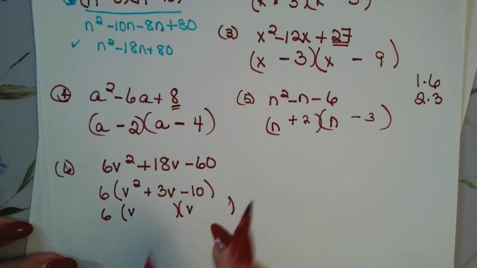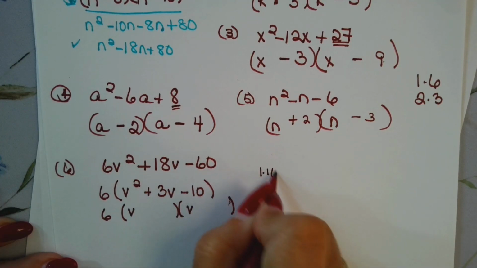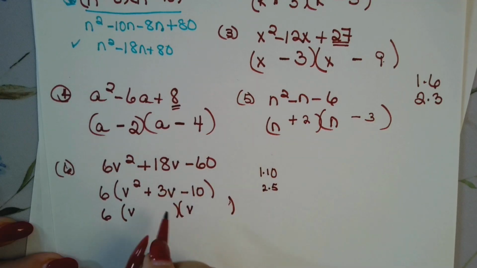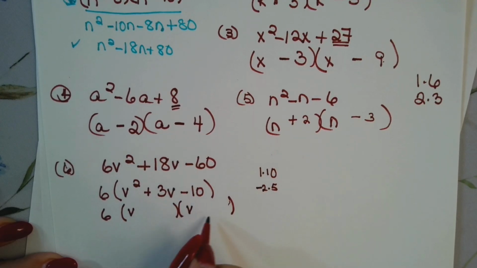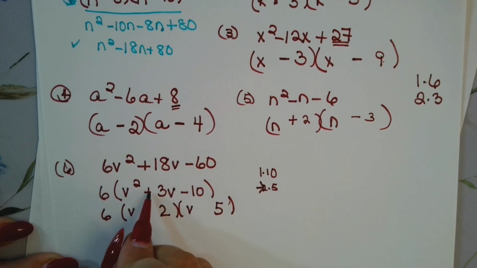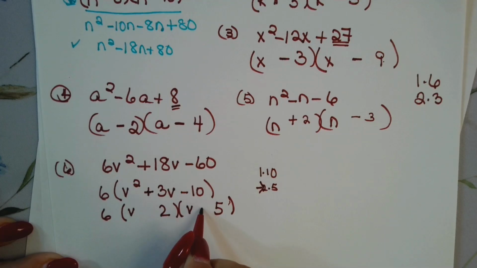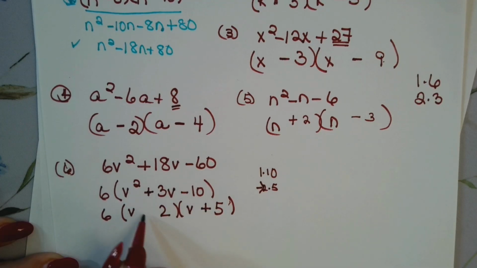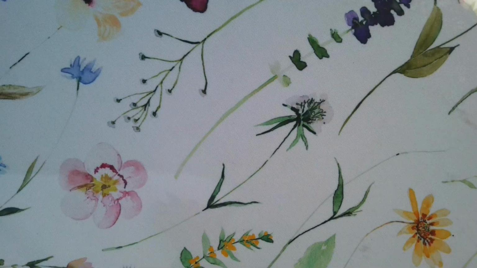Factors of 10, well, there's only 1 and 10 and 2 and 5 that are going to give me 3. It's going to be that 5 and the 2. This is a positive 3. Therefore, my 5 has to be positive, and the 2 will be negative. All right, number 7.